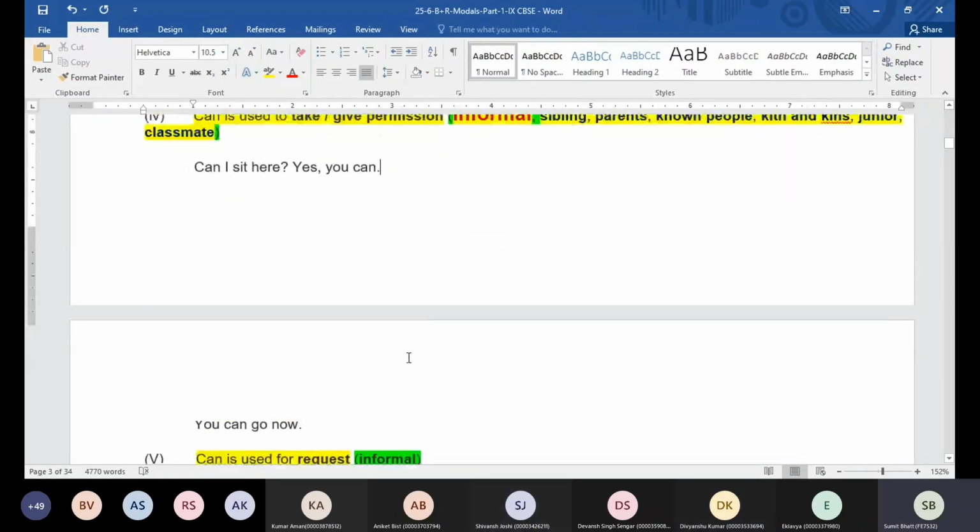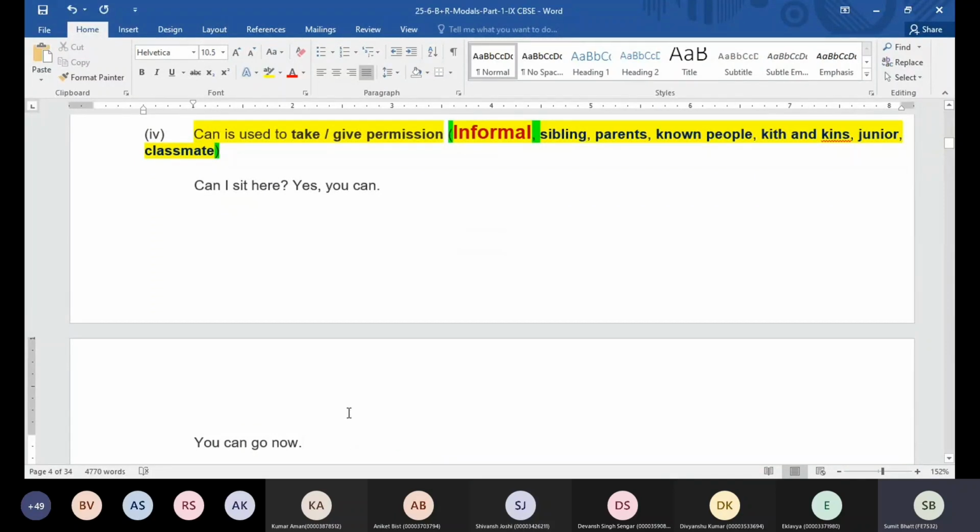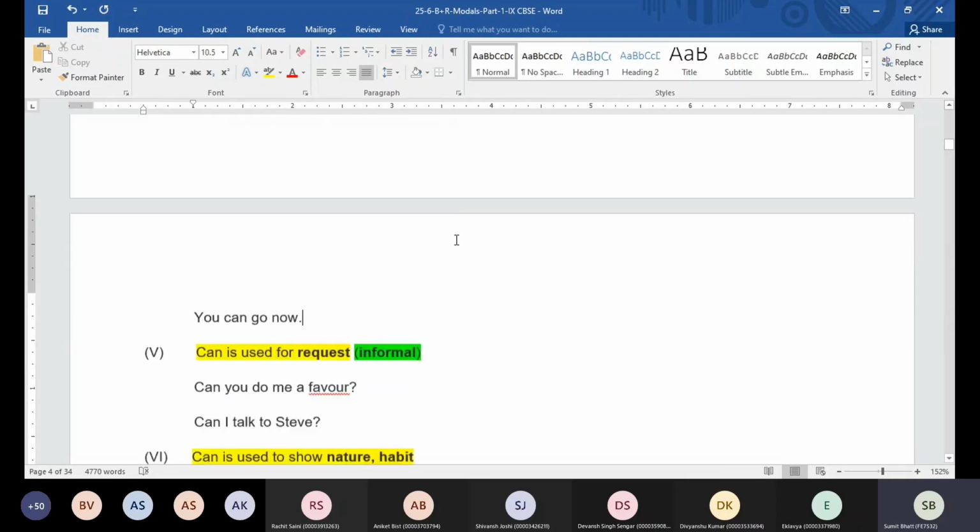For example, someone who's junior to you, and you're telling him that you can go now, you can leave now. That means you're talking to someone who is a sibling, parent, known person, kith and kin, junior, or classmate. With parents, you can use a better word also, like may. But at home, we are going to use informal language, so we can use can there.